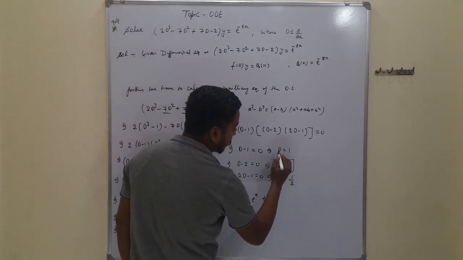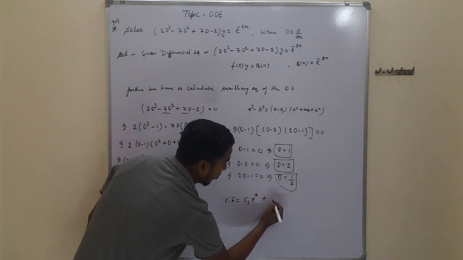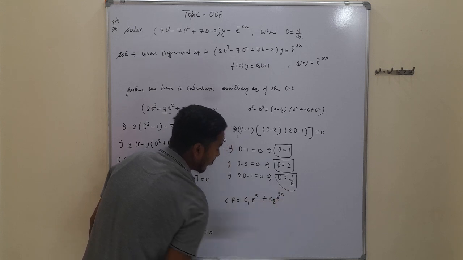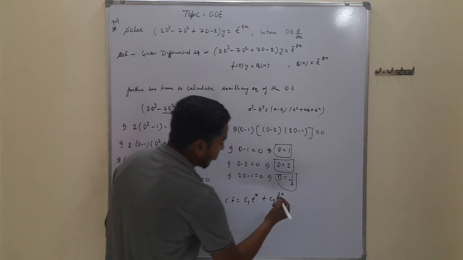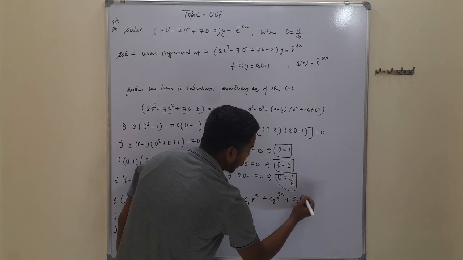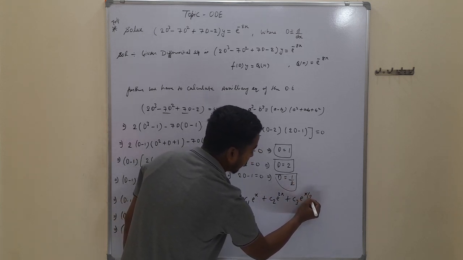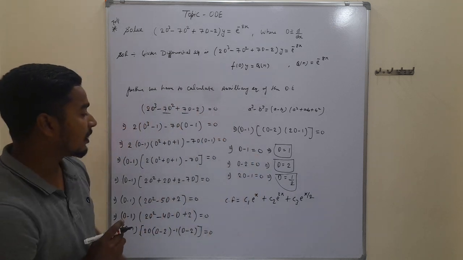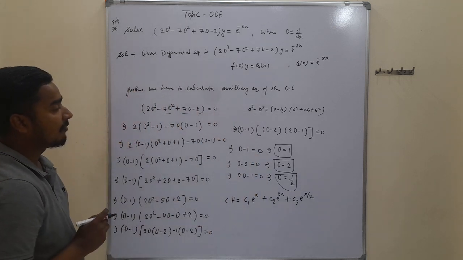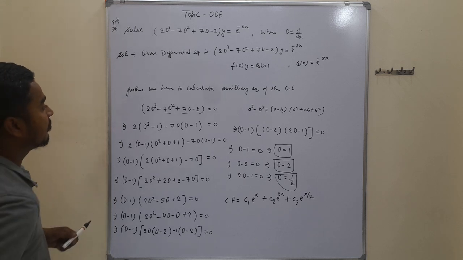using the second root. This is the first root, this is the second, this is the third. So we write c2 e to the power of 2x, and further we can also write c3 e to the power of, here this third root is 1 by 2, so we write x by 2. This is the complementary function of the given problem, and further we have to find the particular integral of the given problem.